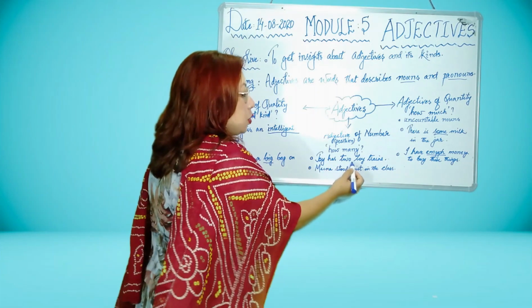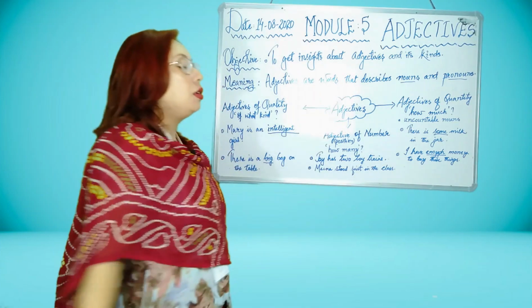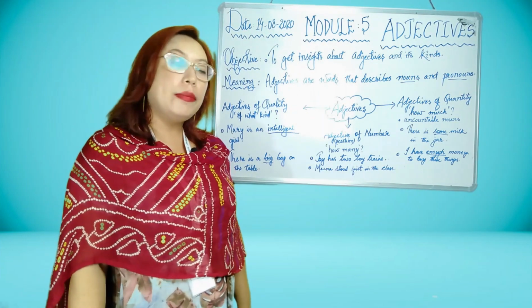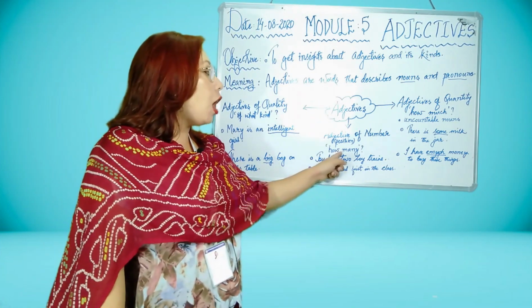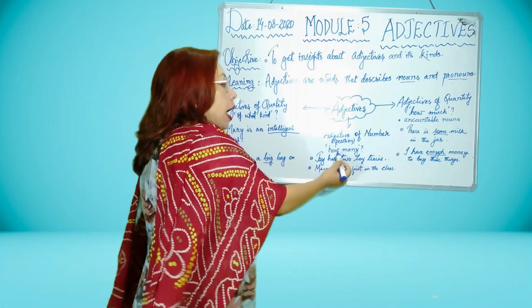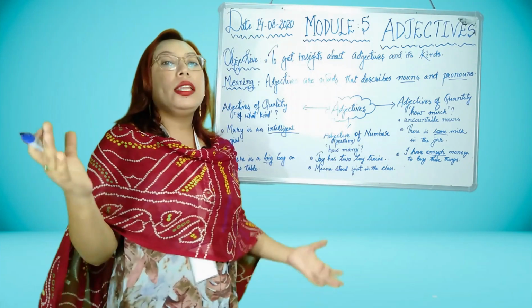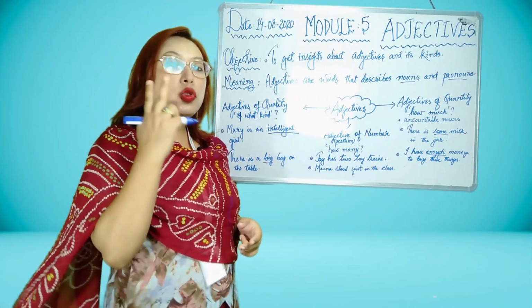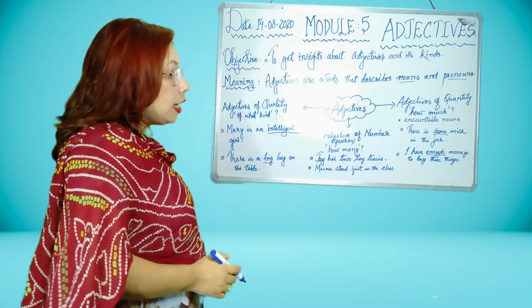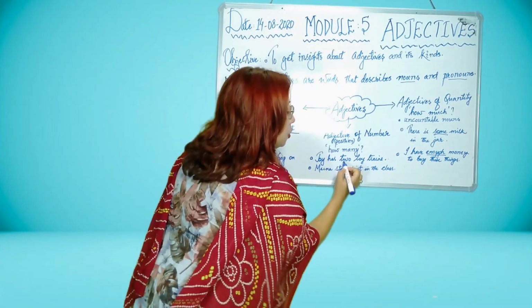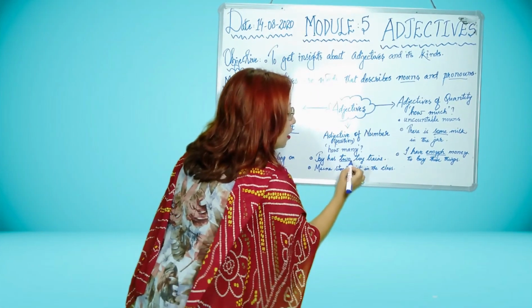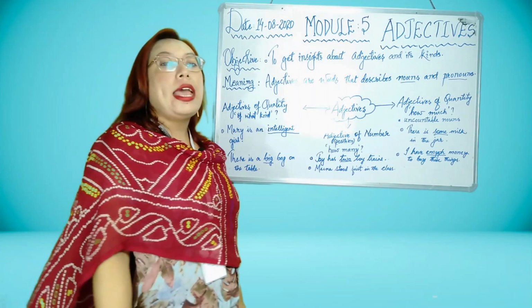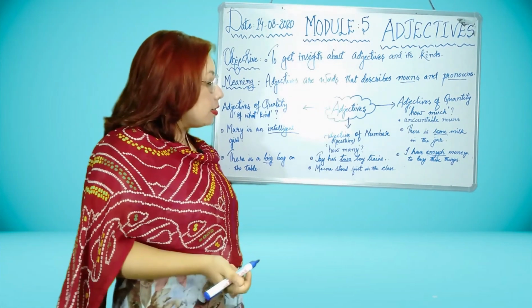Joy has 2 toy trains. So which is the adjective of number here? If I ask the question how many, I will get the direct answer. How many toys does Joy have? 2 toy trains, right? So which is the adjective of number? 2. It tells us that Joy has 2 toy trains.